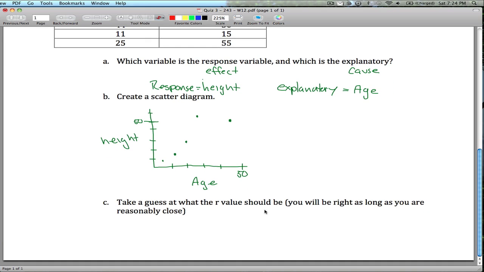Take a guess at what the R value should be. Okay, so without calculating it, I don't expect you to get this exactly right, obviously. Things you need to know is that R is always going to be between -1 and 1. I guess it could be equal to one of those values. And if you have a positive correlation like we do here, it's going to be a positive number. So you definitely don't want to say that r is negative.